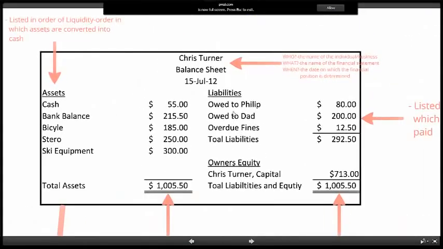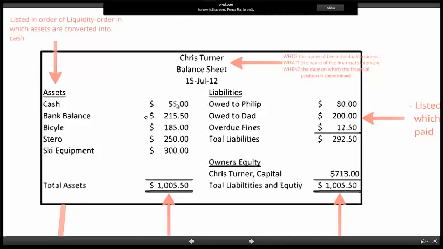The first thing that you must do is create the title. Your title is going to consist of three parts. The first part will be the name of the individual or the business. The second part will be the name of the financial statement. Since this is a balance sheet, you're going to list balance sheet right under it. And the third part will be the date on which the financial position has been determined.